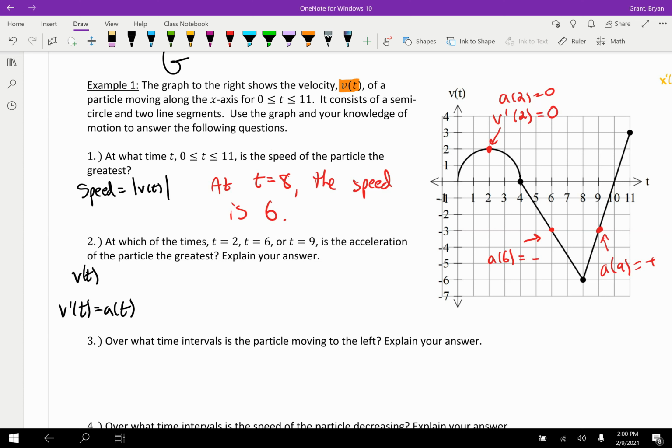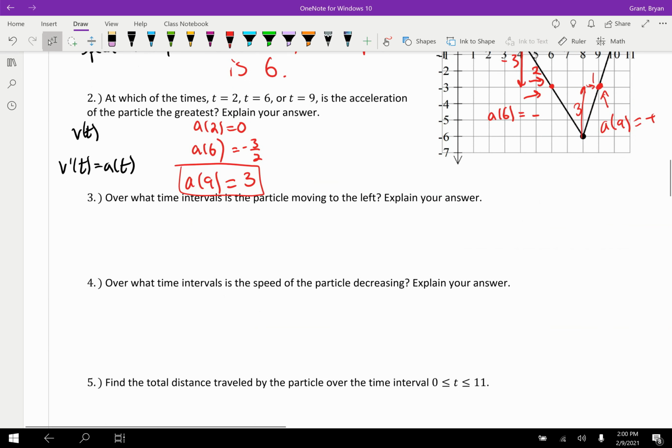Explain your answer. Well, I would probably just give all of the values. It is important to explain how you're finding acceleration, and then we just say that a of 2 is 0. A of 6, I should find that slope, goes down 3 over 2, so is negative 3 halves. And a of 9 is, well, we go up 3 and over 1, so is 3. Which one's the greatest? That's the greatest. Go us.